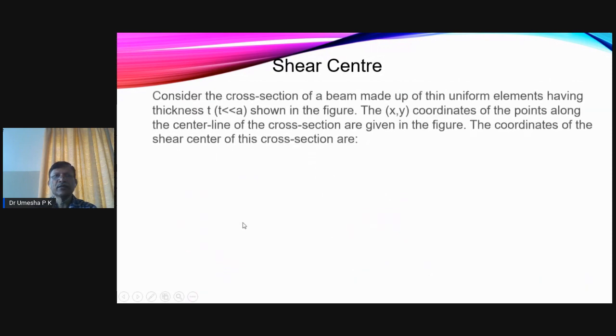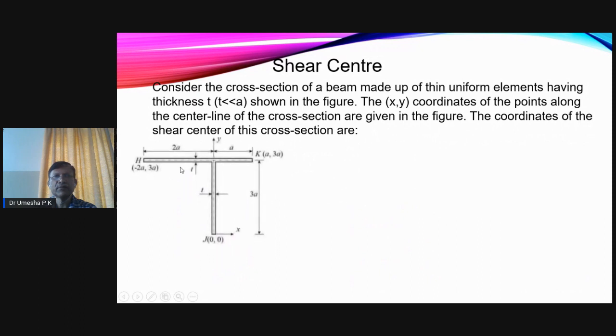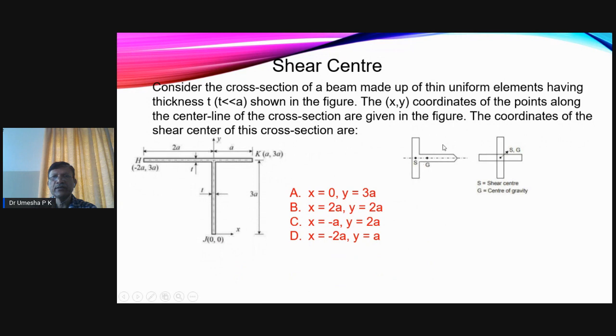So shear center, another problem. If you take that one, this is the one. So we know that the shear center for a T section will be here, and for a cross section it will be here. So once you know that, it is the point here. So the coordinates you have to see. So this is the point, A is the correct one.